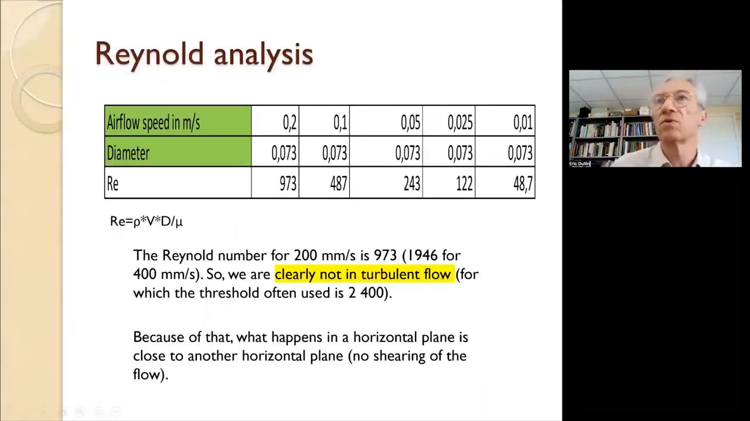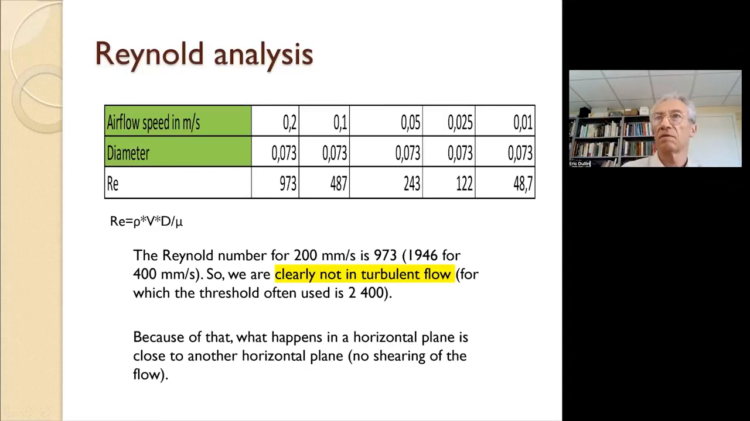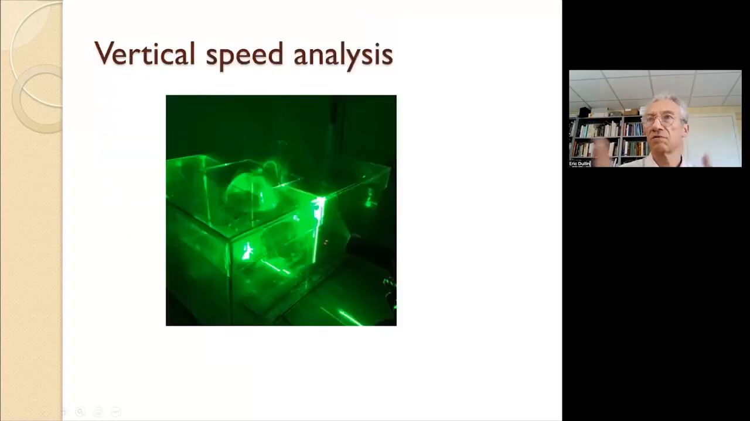But you can say, okay, this is interesting, but it's in the horizontal plane. What happens in other horizontal planes? The key point here is to look at whether we are in a turbulent mode or not. Because if we are in turbulent mode, you can have very big differences between different planes. But if you are not in turbulent flow, normally there is no shear of the flow and speeds are close from one plane to another. So, knowing the speed of the airflows and the diameter of our target, we compute the Reynolds number. We have a Reynolds number which is at most 970, and the threshold for turbulent flow is 2,400. So we are very far from a turbulent flow. Normally there is no shear of the flow, but we wanted to go further and make a vertical speed analysis.